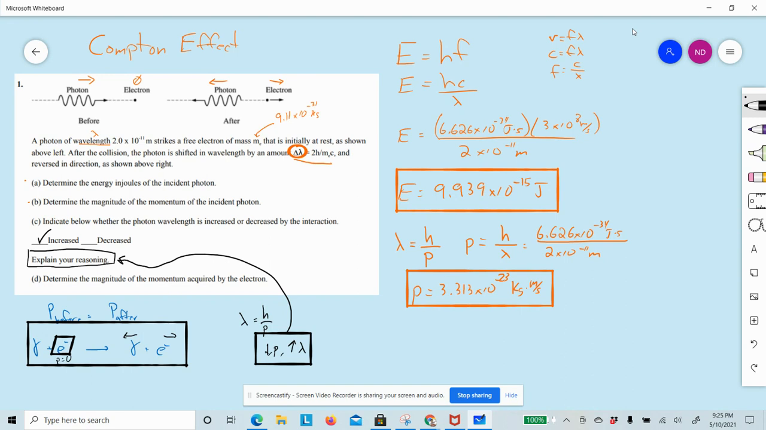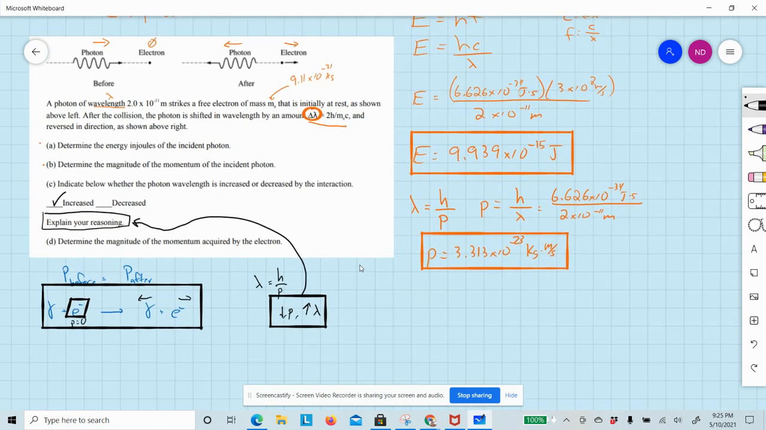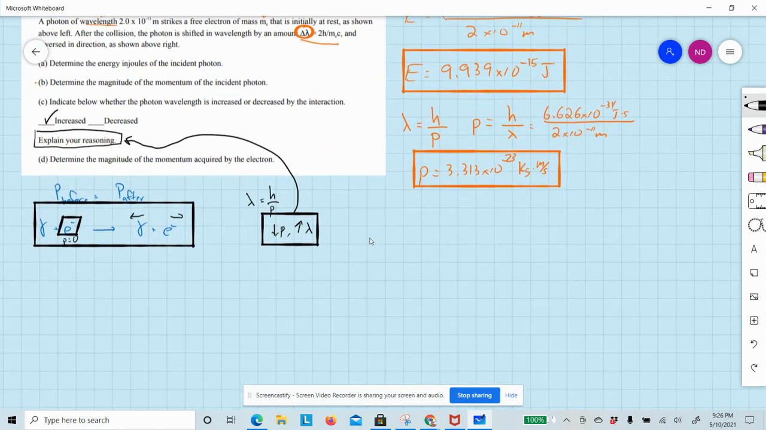Now comes the hard part of the problem. Determine the magnitude of the momentum acquired by the electron. This becomes a little tricky math.